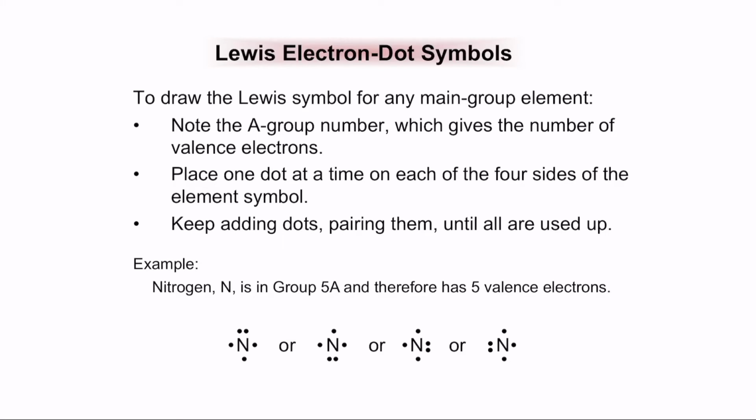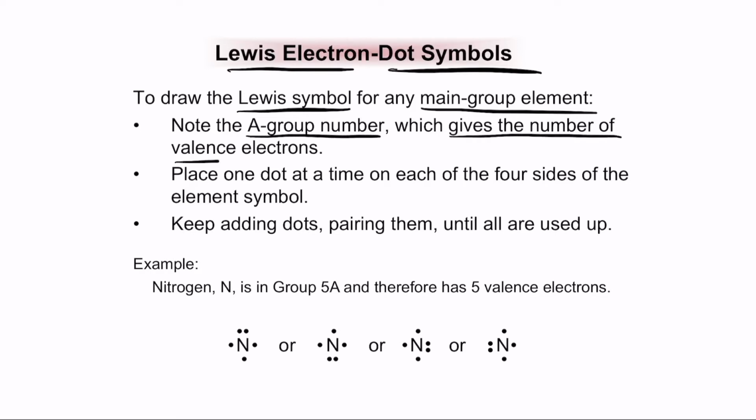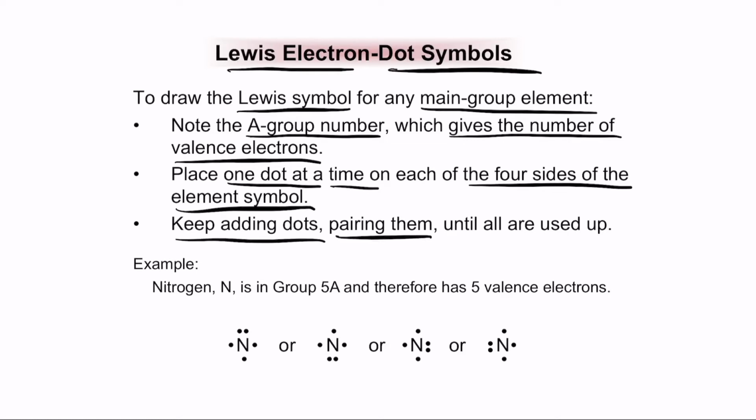The best method to represent bonding is the Lewis electron dot symbol method. So how do you draw the Lewis dot symbols for any main group element? First, we have to note the A group number, which gives the number of valence electrons on each of those particular atoms. Now place one dot at a time on each of the four sides of the element symbol and keep adding dots and pairing them until all are used up. So make sure that you have, for example, nitrogen here can be written in all these forms.